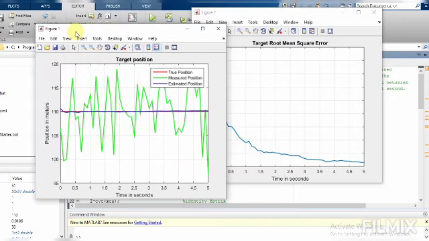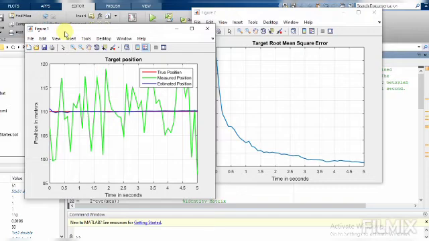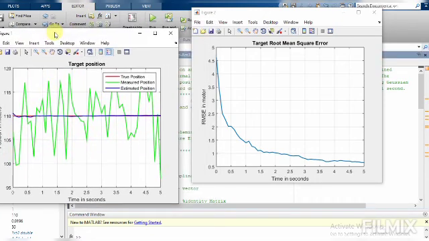So here we can see that the red color presents the target position, the true position which we need to find, and the measured position is presented in the blue color, and the estimated position of the filter is presented in the blue color. And we can also see that the target root mean square error has been minimized with respect to time and is nearly 0.7 in 5 seconds.